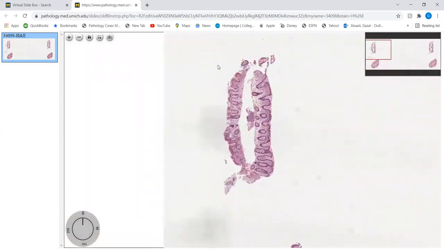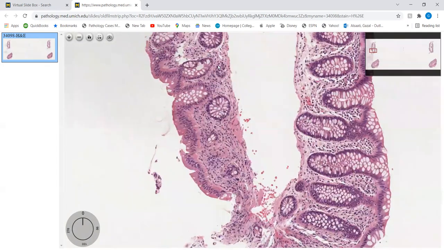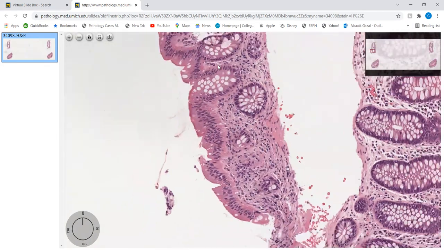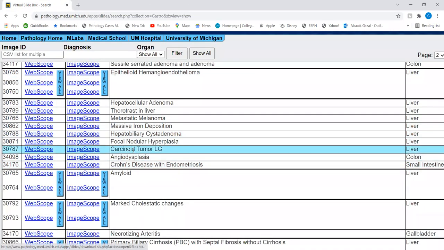It's completely non-significant. There's nothing to worry about, and it's of no clinical significance. Okay, moving on. So if you missed it, it's not the end of the world.